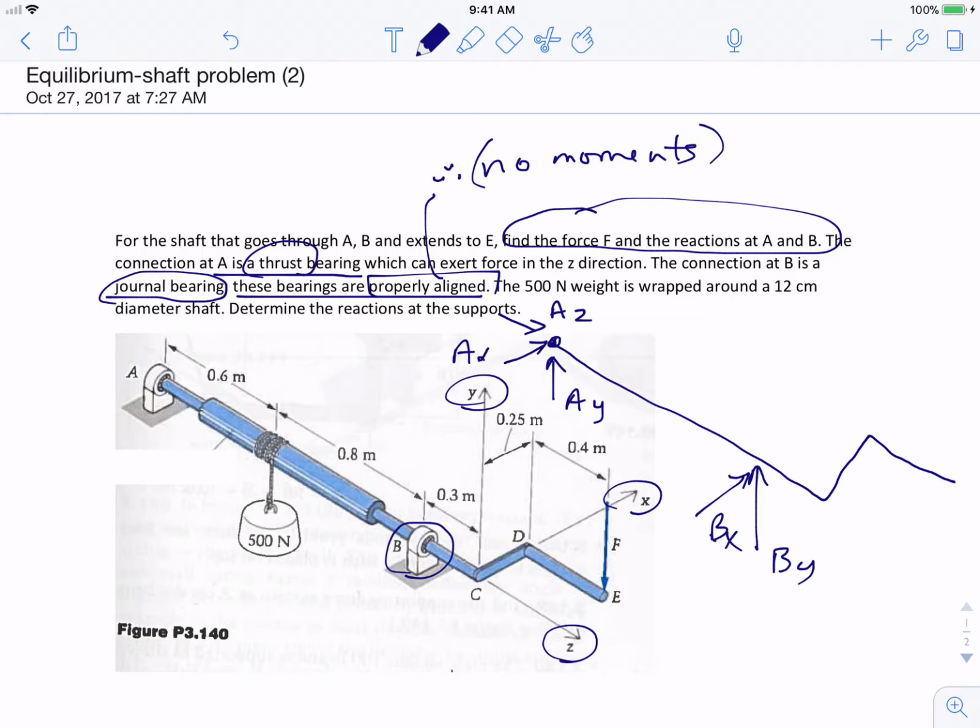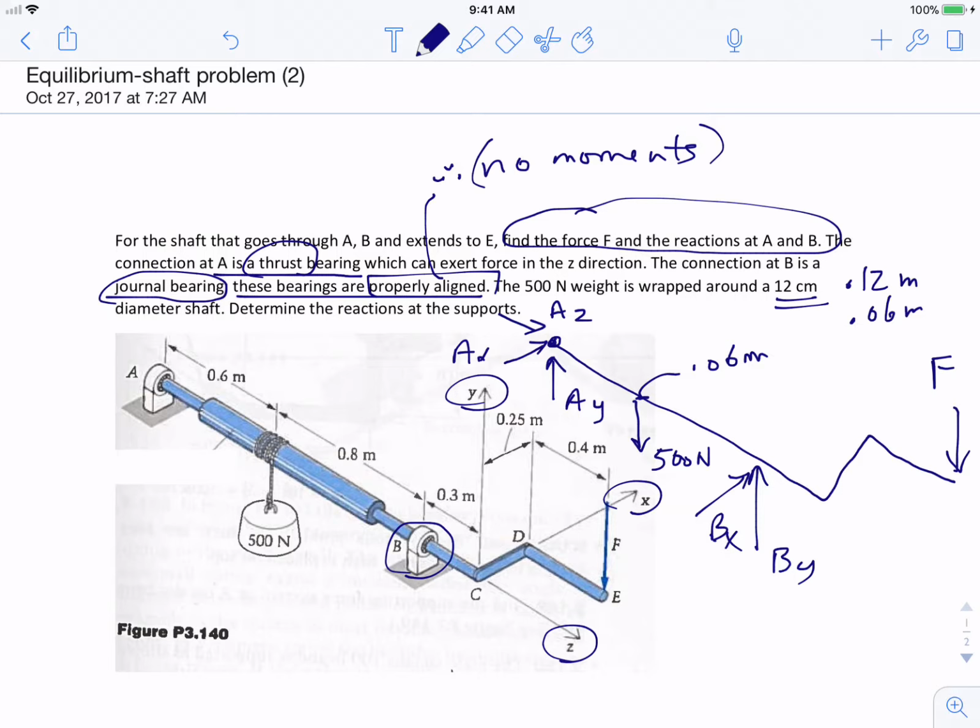So we also read that we have a 500 Newton weight wrapped around a 12 centimeter diameter. Well, that's 0.12 meters, and the radius of that would be 0.06 meters. And so right here we have a 500 Newton force pulling down, and its distance away from the shaft is 0.06 meters. And then we have a force pushing down F over here, which we are trying to find.